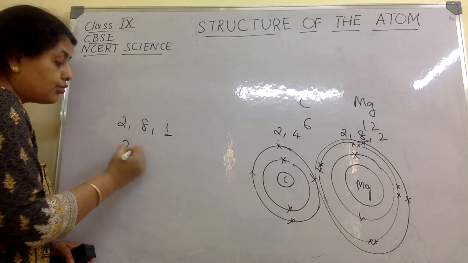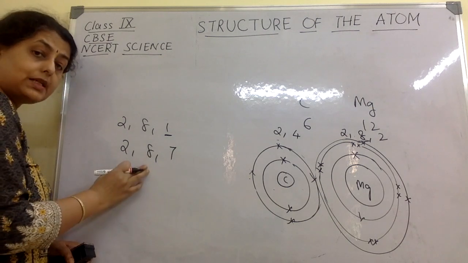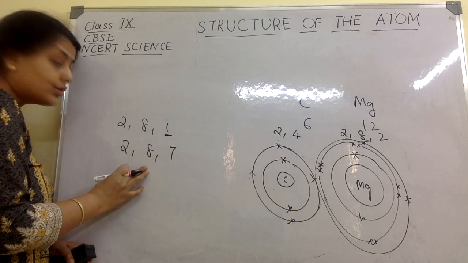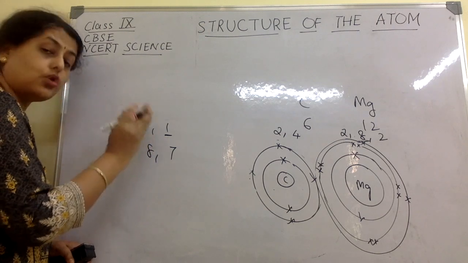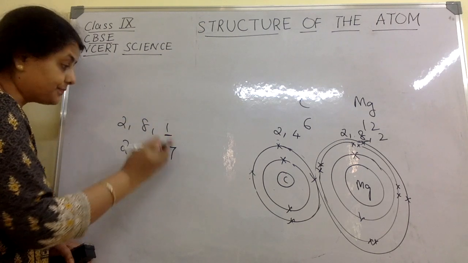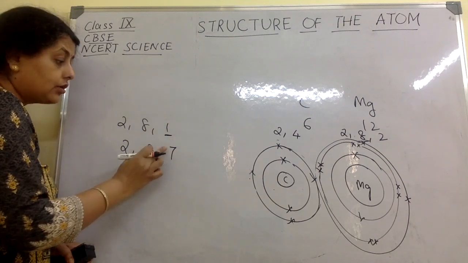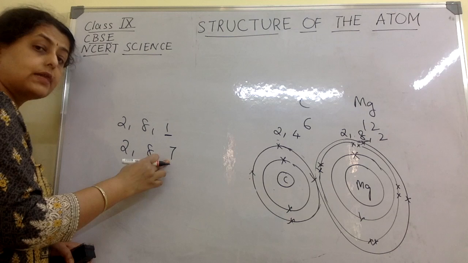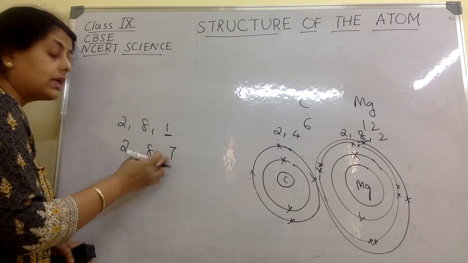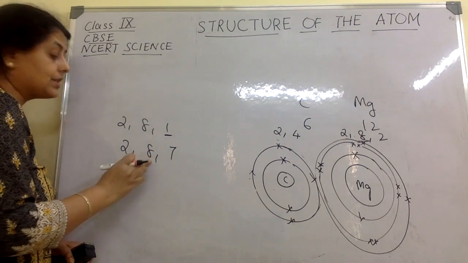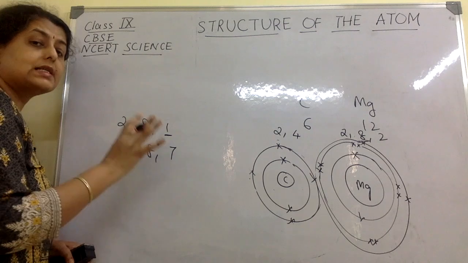Whereas chlorine is 2, 8, 7. Chlorine wants to take 1 to complete its octet. So those who have 1, 2 or 3 electrons in the outermost orbit will try to give them away and attain octet. Those who have 5, 6, 7 electrons in the outermost orbit will try to take a few electrons and attain octet, to obtain stability.